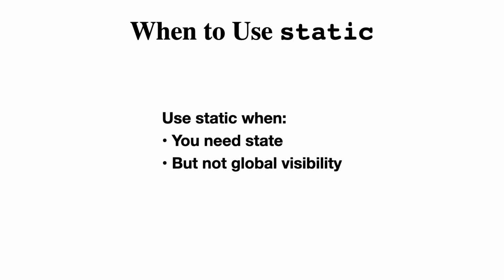An interviewer may ask you when to use static. You have to answer: when we need state, but not global visibility. Here, global visibility means you are declaring a static variable in one file and you want to use it in another file. That's the global visibility I'm talking about. Within the same file, it is visible, and you can use that variable easily.